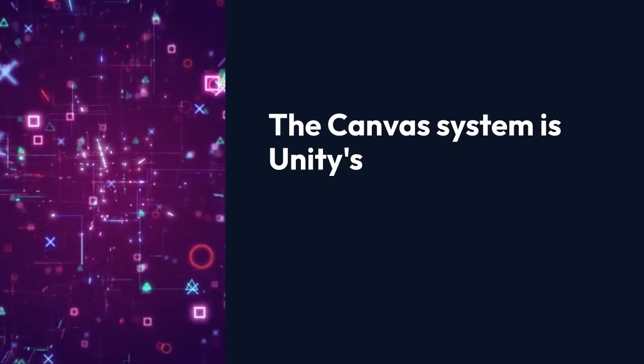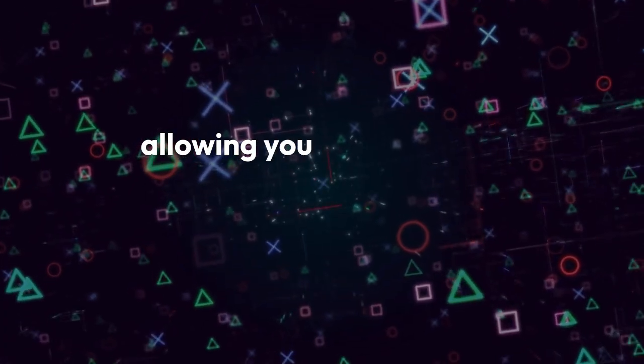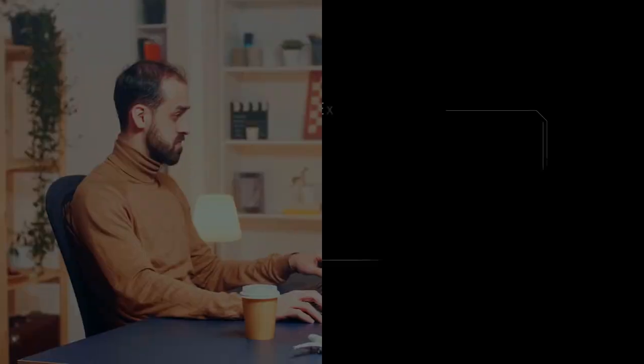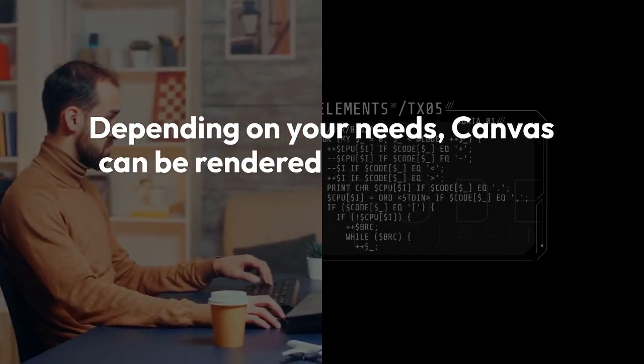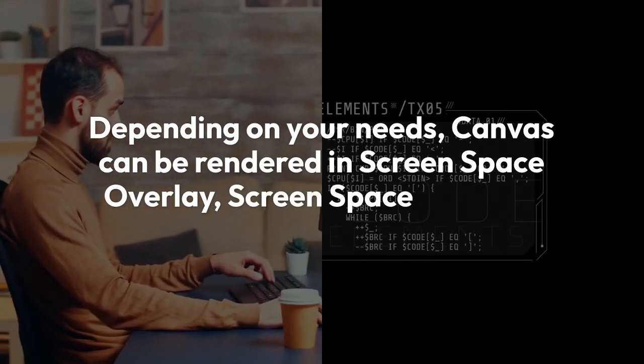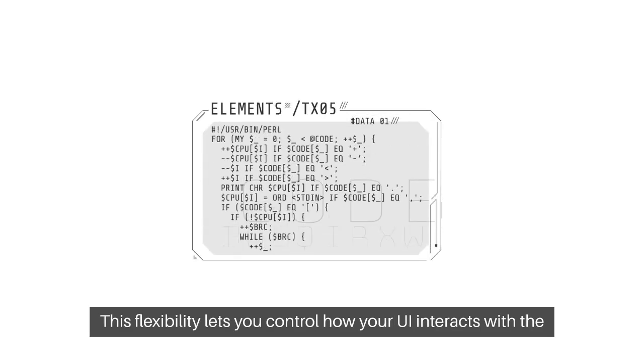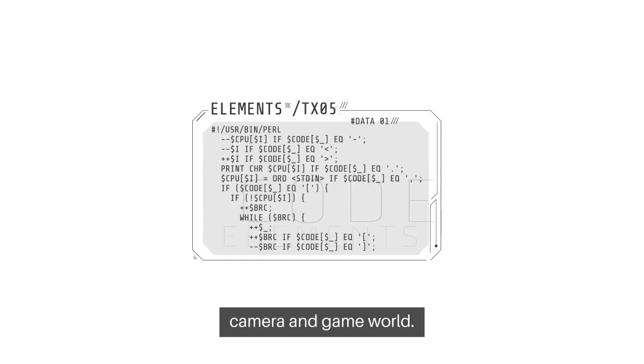The canvas system is Unity's core UI component, allowing you to create and arrange UI elements in a scalable rectangular space. Depending on your needs, Canvas can be rendered in screen space overlay, screen space camera, or world space. This flexibility lets you control how your UI interacts with the camera and game world.